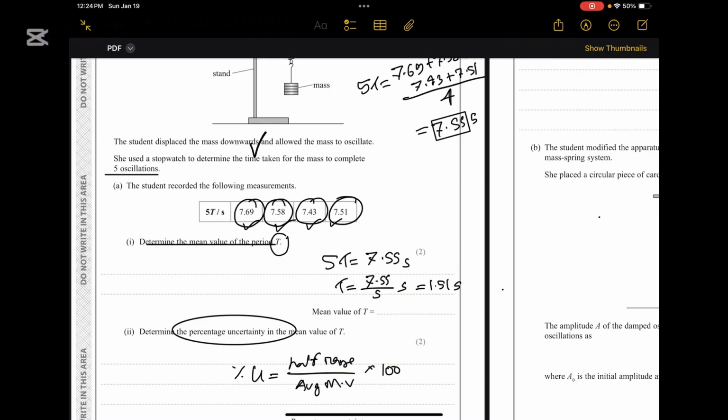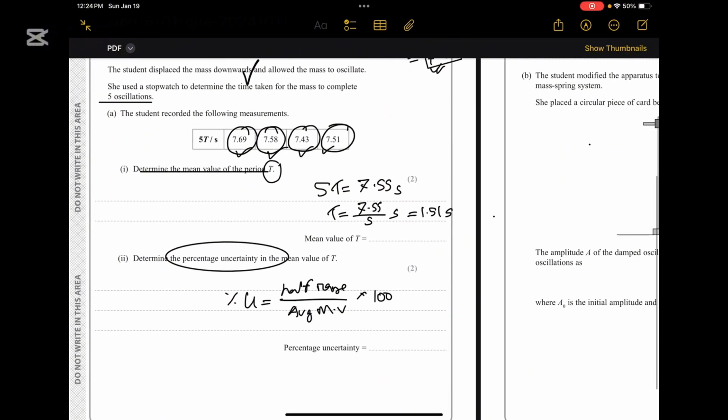We know the average measured value is 7.55. The half range means range divided by 2. The range is, the bigger value is 7.69 and the smaller value is 7.43. So 7.69 minus 7.43 gives us the range. Now half range means divided by 2, times 100%. So the overall answer will be 1.7%. Our correct answer is 1.7%.